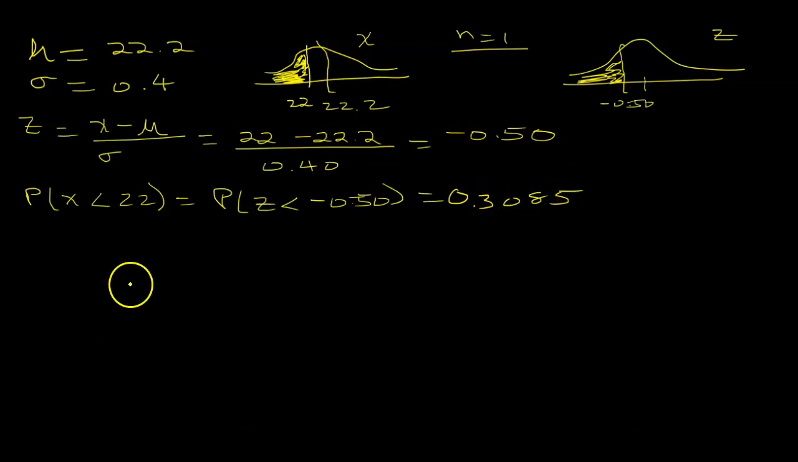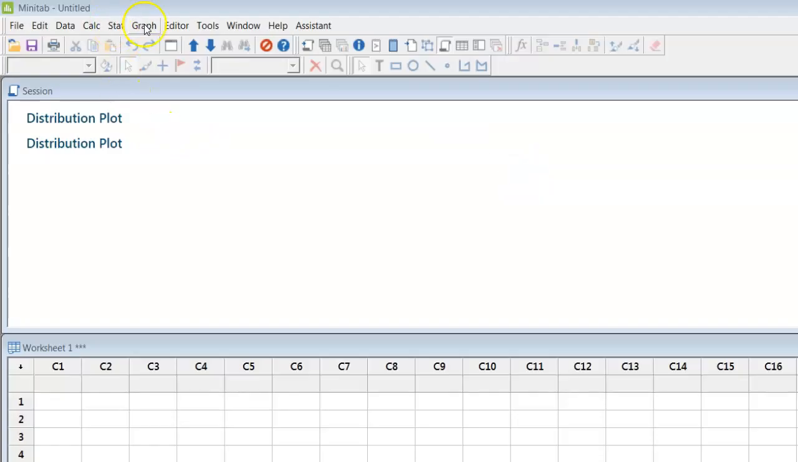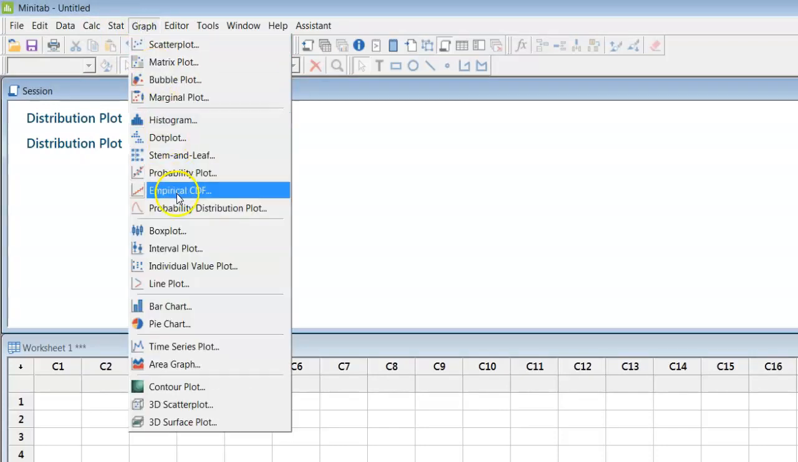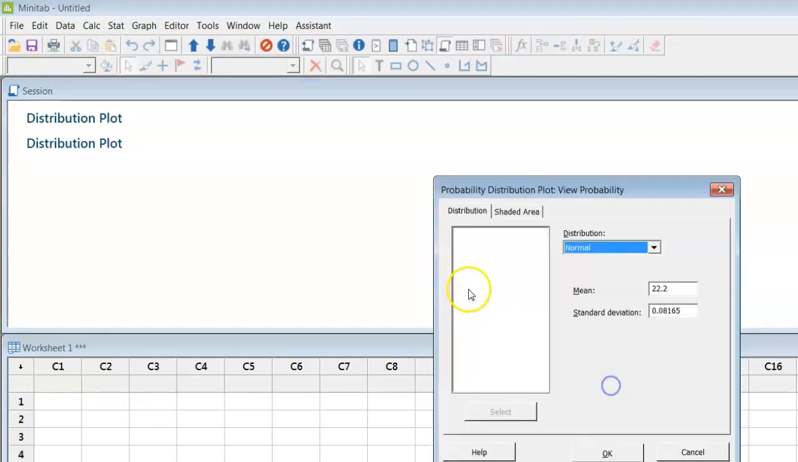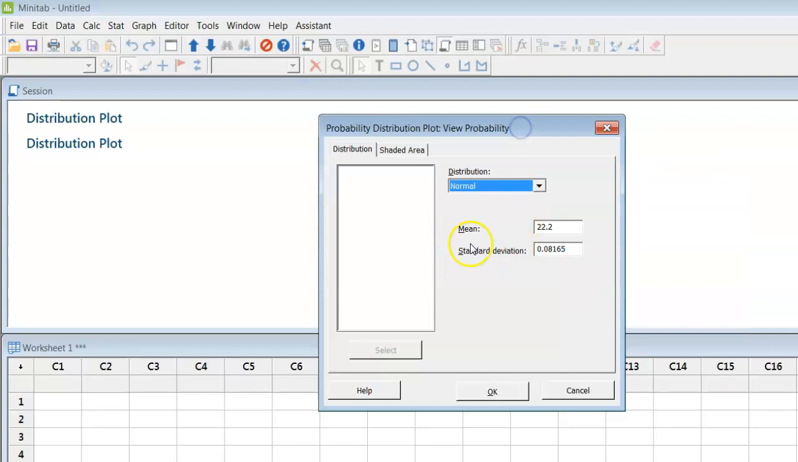Now, if I was to go to Minitab and get my answer, I could get it directly. Here I've got Minitab open, and the simplest way to answer this question is to go to your Graph tab and use the probability distribution plot. We're going to view probability, say OK, and I already had some stuff thrown in here. So the mean of this distribution of individually wrapped bars is 22.2 with a standard deviation of 0.4.